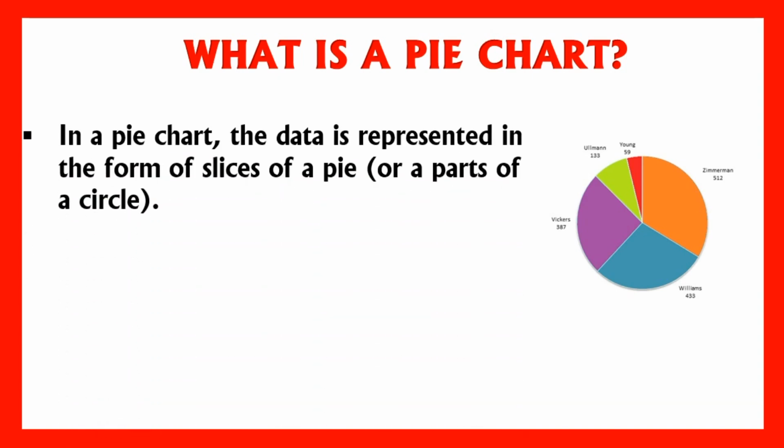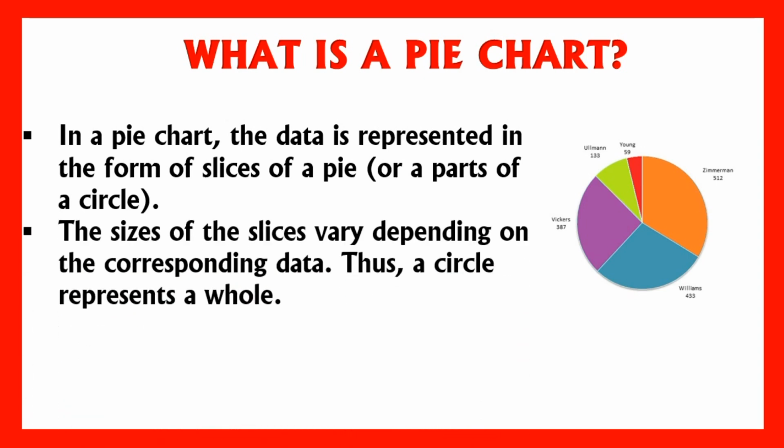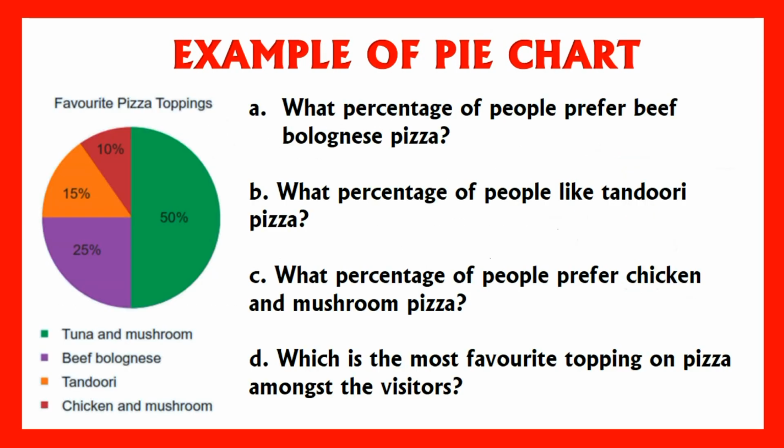In a pie chart, the data is represented in the form of slices of a pie, or parts of a circle. The size of the slices varies depending on the corresponding data. Thus, a circle represents a whole. So remember, it is represented in the form of slices of a pie, and the circle will represent the whole of it.